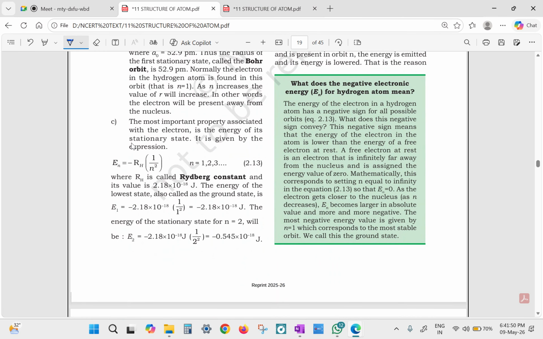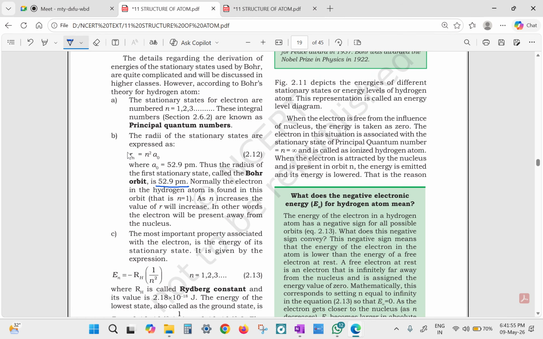And what about the Bohr's radius? That also I discussed. The Bohr's radius is 52.9 picometer. The radius of an electron located in the nth shell will be a0 n square. This also we discussed, right?